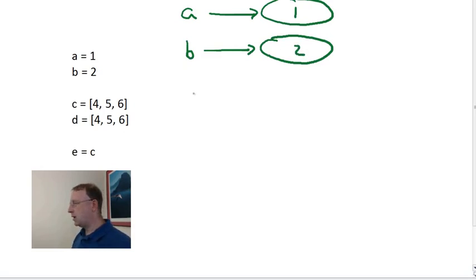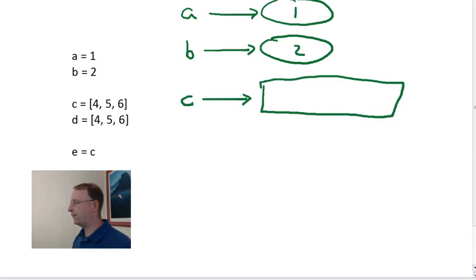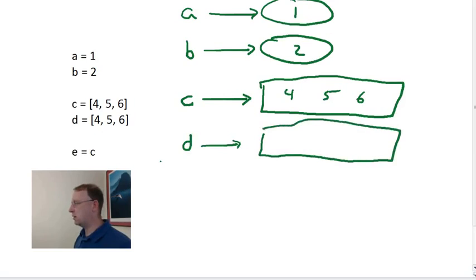Now next we do the same sort of operation here. We assign C to something. Well, this is a different kind of thing, so I'll make a different kind of box. And it contains 4, 5, and 6. And for D, well, it looks exactly the same here. Another one of these boxes for a list that contains 4, 5, and 6.